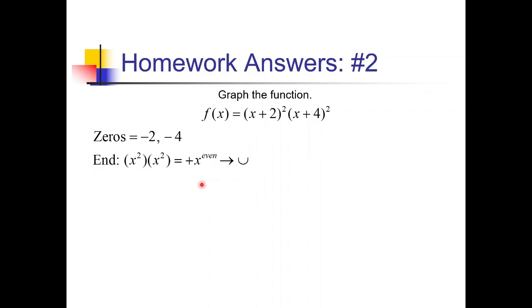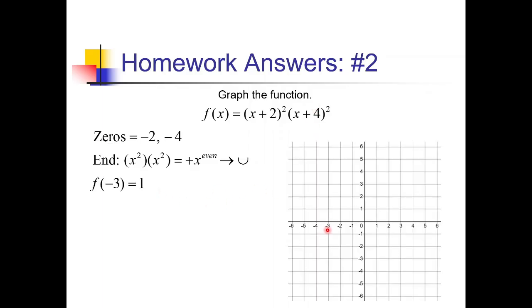The last thing we need is a number between the zeros here to get a feel for what the function's doing in there. So I'm going to pick -3, that's right between those. If I plug -3 into my function, -3 plus 2 is -1. Squaring that just gives us 1, so we can kind of forget about it. -3 plus 4 is also going to be 1 before and after I square it, actually. So we basically have 1 times 1, or just 1.